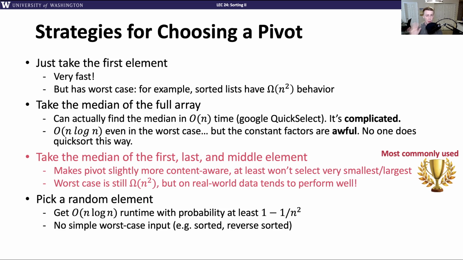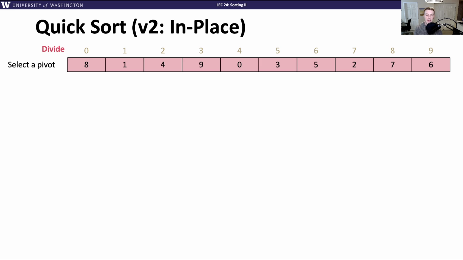So I just wanted to mention that we're not going to talk about random quicksort because it's really tough to analyze, but this median of first, last, and middle, the median of 3, is what everyone uses because it's a good enough approximation that's still efficient to compute. So now I want to talk about a second implementation of QuickSort, one that uses this median of 3 strategy and is also going to be in place.